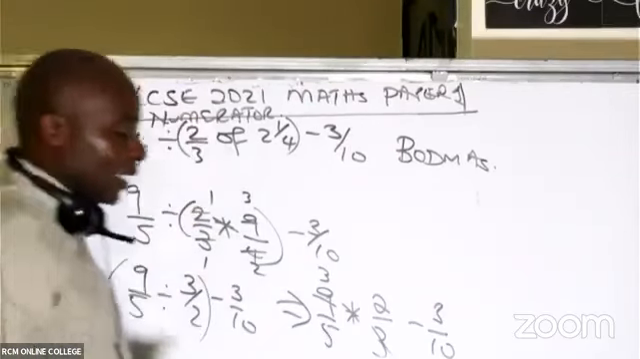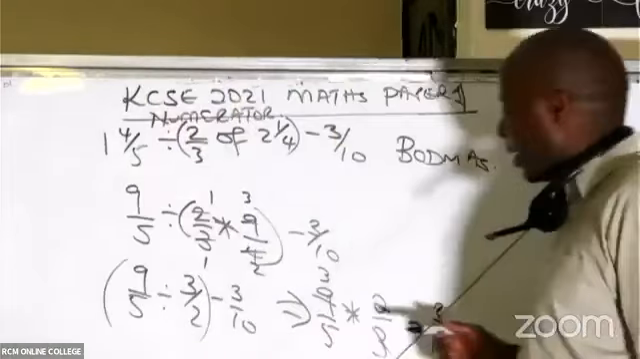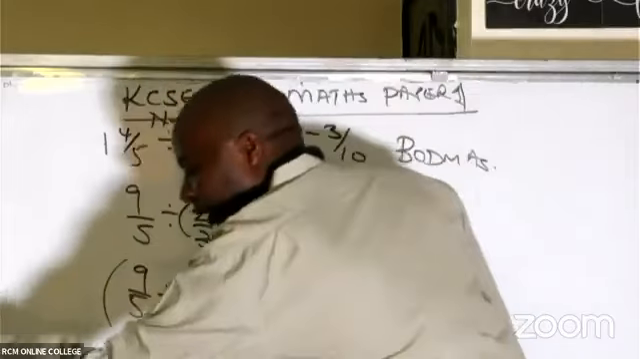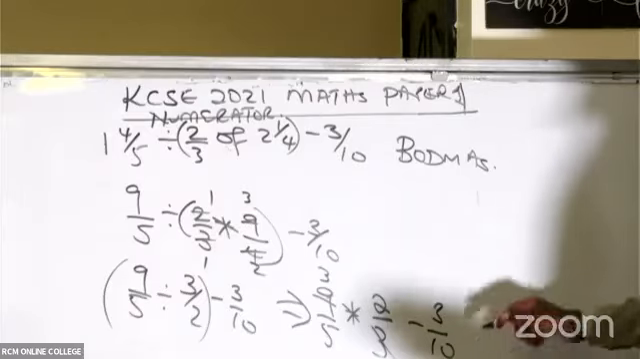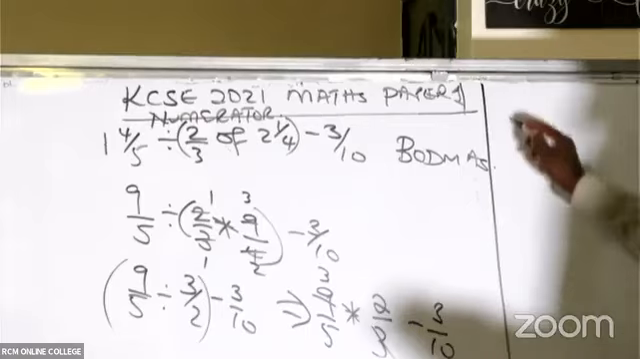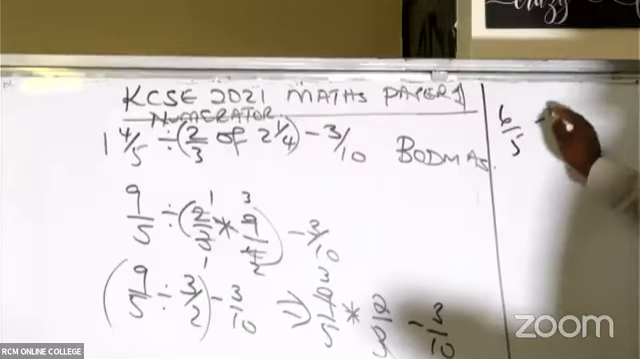So I have to come back here and write at the top here. So you're saying that this one at the end of the day will be 6 over 5 minus 3 over 10.